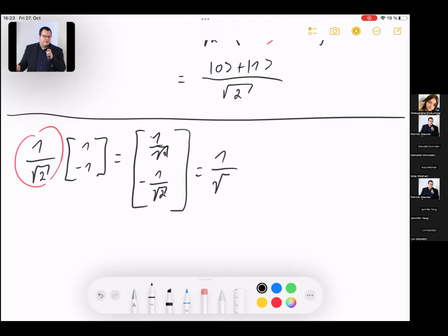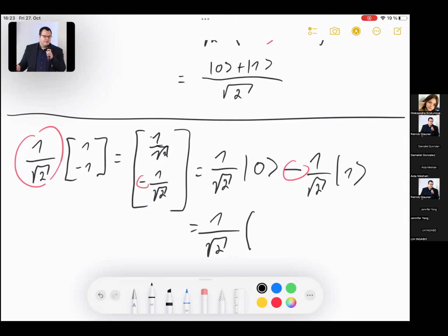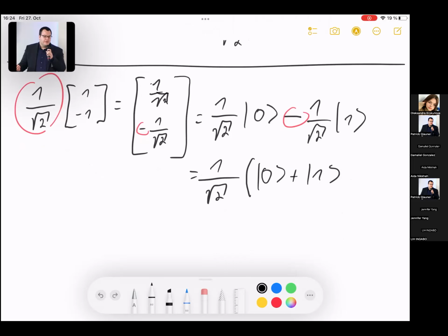Then I can write again 1 divided by the square root of 2 times 0 ket, and then I write minus 1 divided by the square root of 2 times 1 ket. So the minus comes from here. And I can write 1 divided by the square root of 2 times 0 ket plus 1 ket. Excuse me, obviously not a plus. That was a mistake. Minus 1 ket. And I can again write this in this fraction way, so 0 ket minus 1 ket divided by the square root of 2.